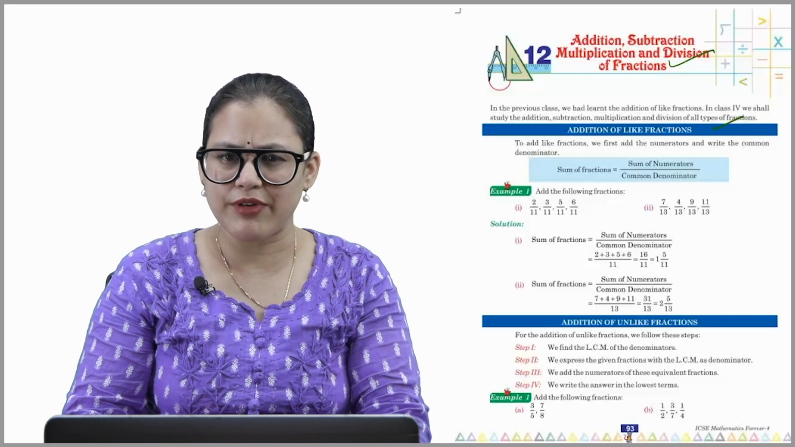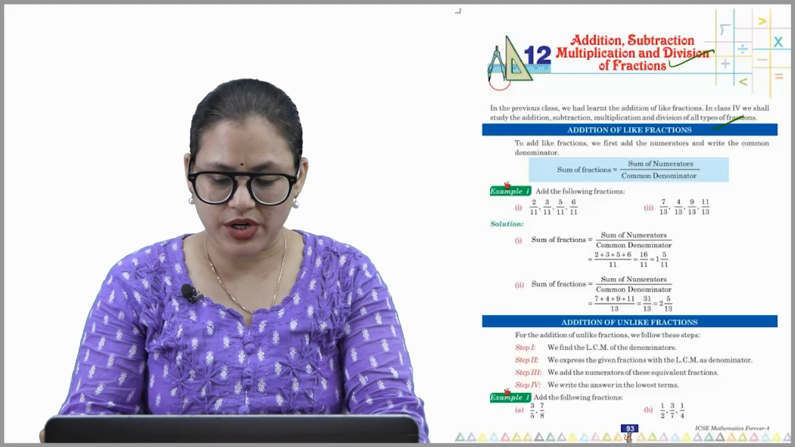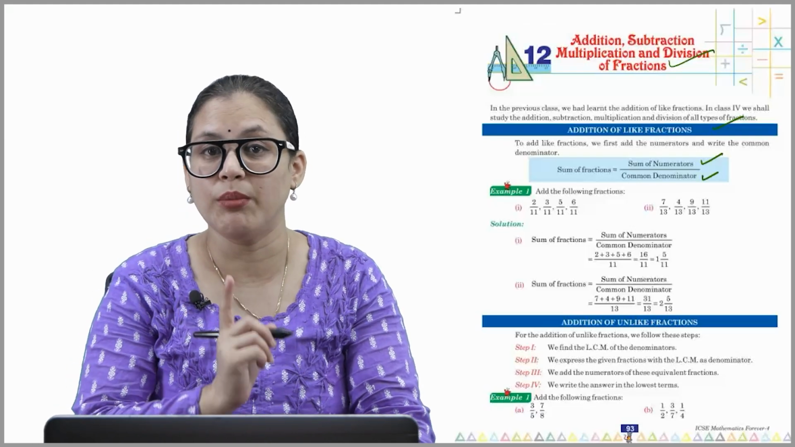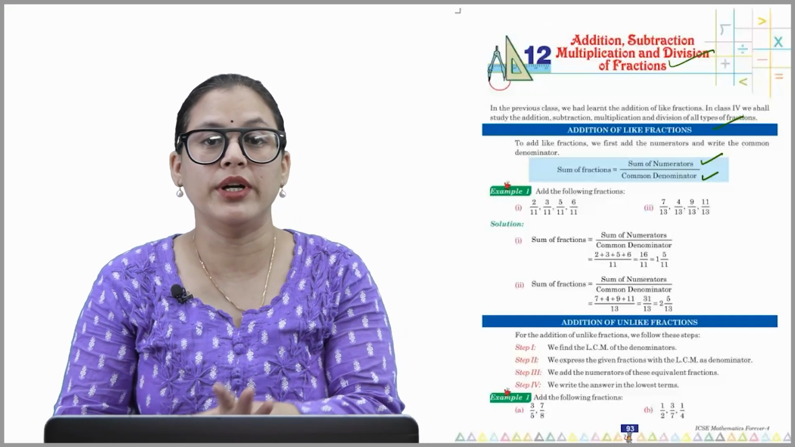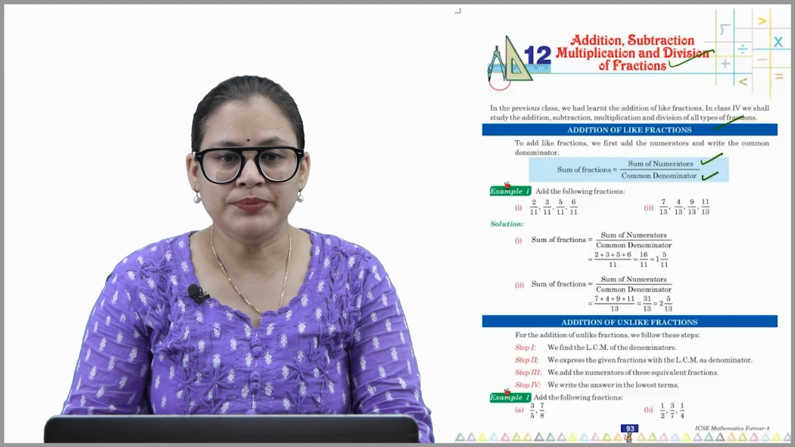To add like fractions, we first add the numerators and write the common denominator. So sum of fractions is what? Sum of numerators upon common denominator. We do not do the sum of denominators, we just write the common denominator in case of like fractions, right? Let's see the example.